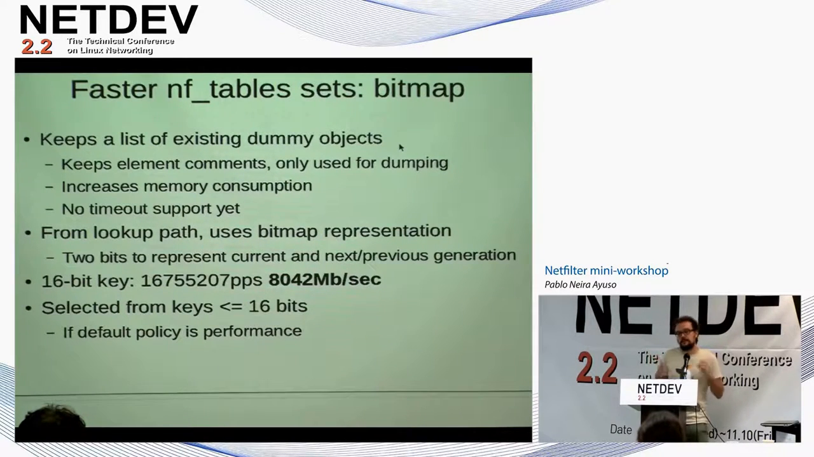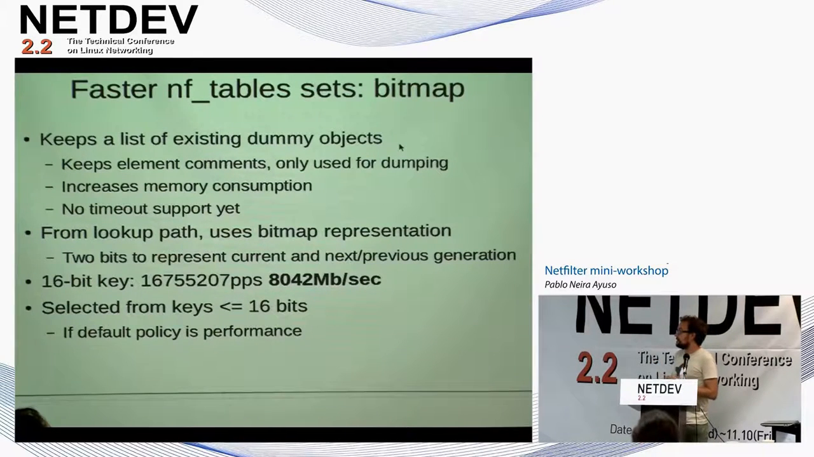This dummy list of objects is there because, I mean, in a bitmap, the elements are compressed, right? But we can place comments on every element, or we can have these timeouts. In that case, we cannot store that in a compressed representation, right? So that's why we have a list of these dummy objects that are going to store this extra meta information, state information that we cannot store in the compressed mode, right? So this list is obviously not used from the packet path. From the packet path, we look up matchings using the bitmap. So this is only useful when dumping back to user space the elements that are stored in the set.